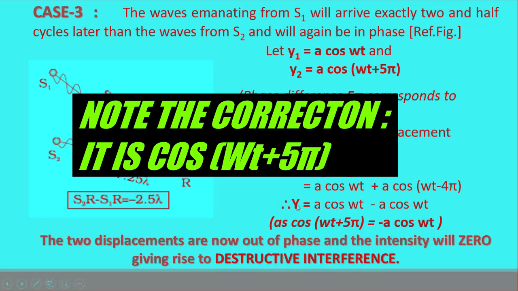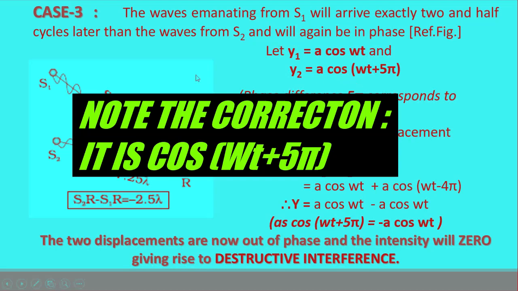This total resultant displacement becomes equal to 0, and this clearly tells us that these two waves are intersecting at point R destructively. That is the reason we are having a 0 intensity at point R.